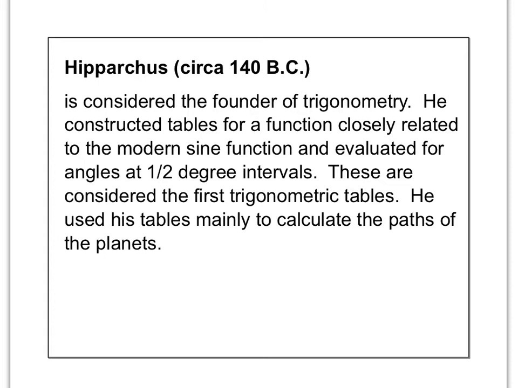I'm not exactly sure how to pronounce this, but we'll say Hipparchus is considered the founder of trigonometry. He constructed tables for a function closely related to the modern sine function and evaluated angles at half-degree intervals. These were considered the first trigonometric tables, and he used these tables mainly to calculate paths of planets.